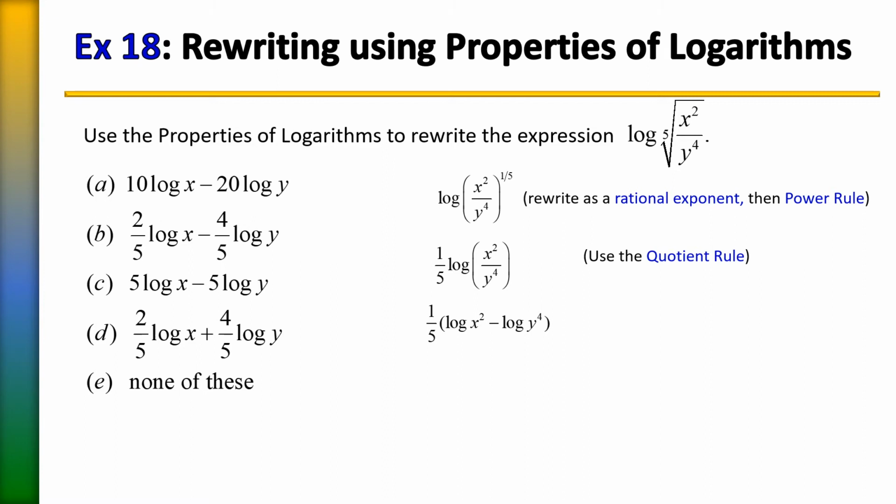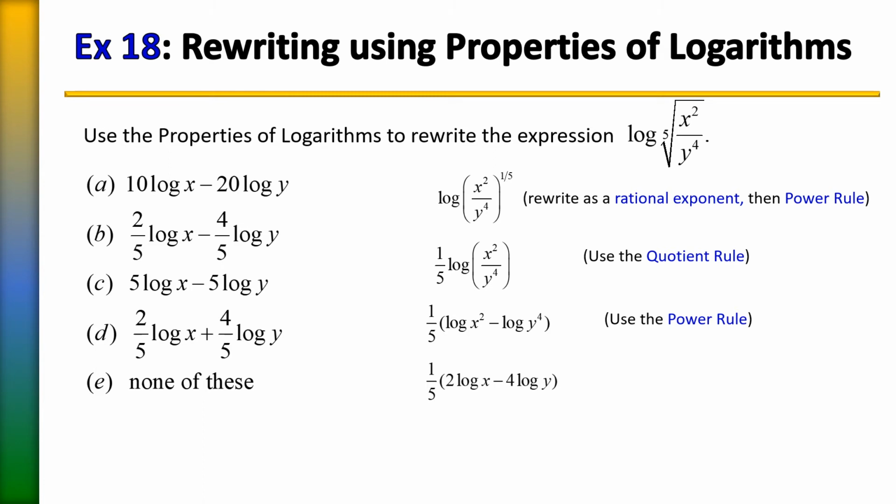Next, you notice that these logs have an exponent. The first one has an exponent of 2. The other one has an exponent of 4. And that's the power rule, which means that we can move those out front of their log. So let's go ahead and do that.